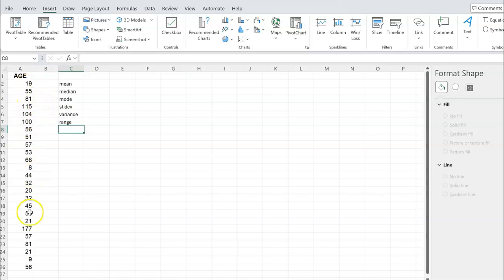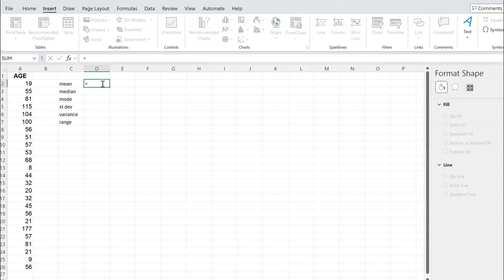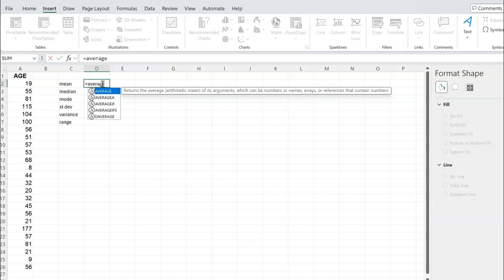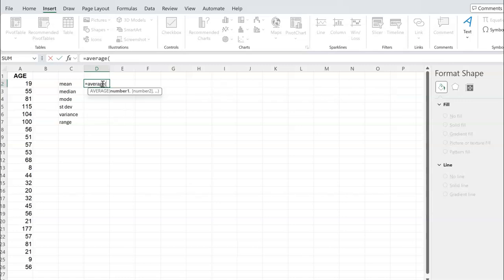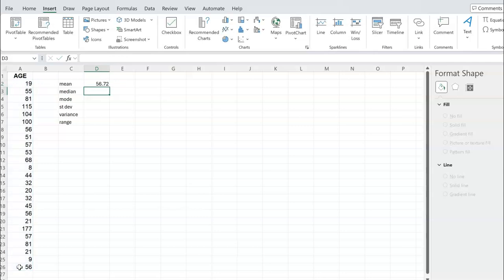So I've got this list of ages here. And to find the mean in Excel, we're going to use equals, and this is really the average. So I'm just going to type in average. That's what Excel calls the mean. And then I've got to tell it what cells to look at. So I'm going to highlight all of these cells. I want the average of all of those. Hit enter. My average is going to be 56.72. That would be the same as if I were to take them all, add them all up, and then divide by the number of ages that I added.